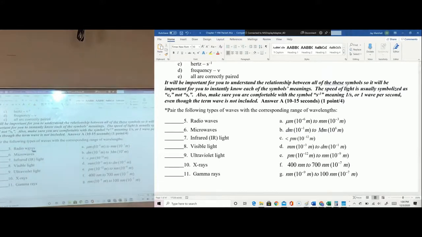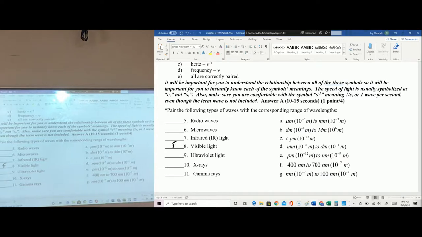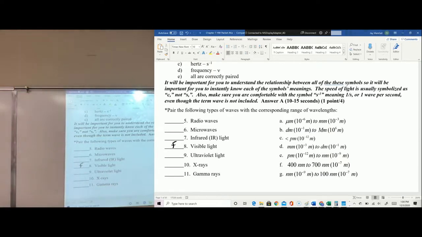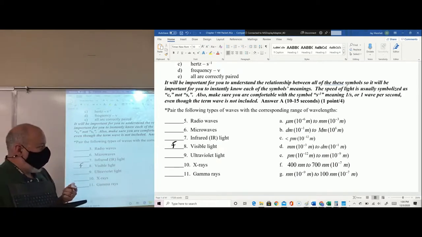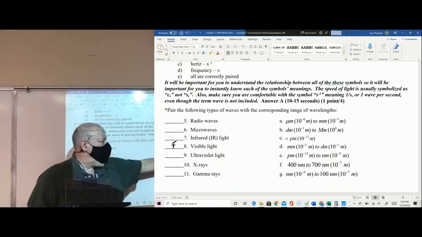Pair the following waves with the corresponding range of wavelengths. If you were to get something like this, you would immediately go to visible light because you know what the wavelength range for visible light is, right? Which is that? That's F, right? It doesn't have a bunch of tens in it, so F is going to be that. You also know that radio waves are going to be the longest or the shortest? Longest wavelength. So I'm going to look for something that's got meters in it, because radio waves are going to be meters.